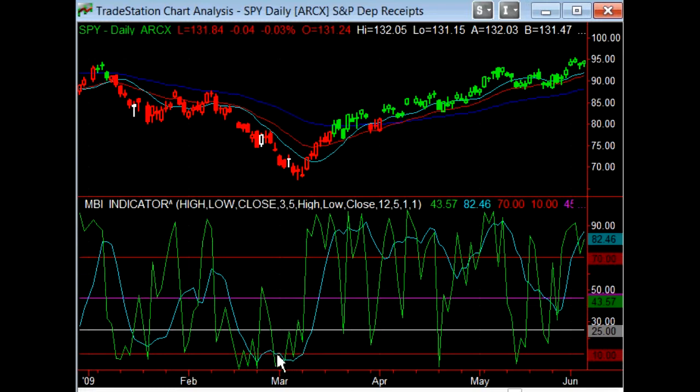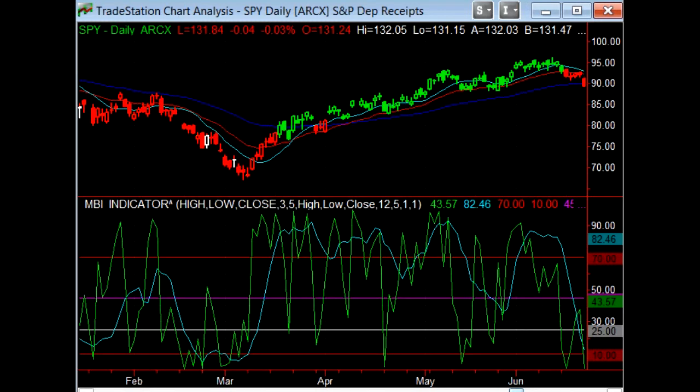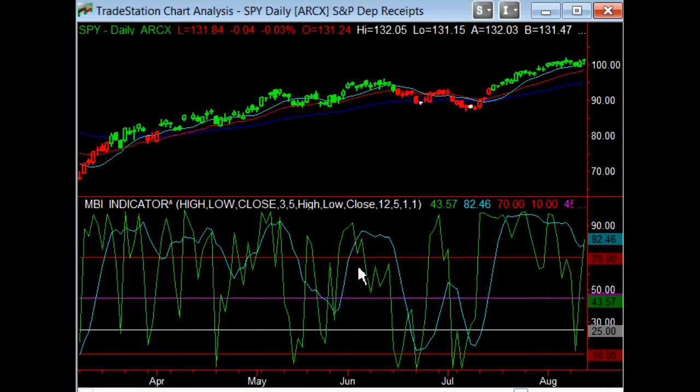What I like to look at the MBI indicator for is particularly when we get breaks below the red line. And when you get a break below the red line, you typically look for it to retrace to the magenta line. An early turnaround really represents a very bullish market that has very strong internals to it, and can be very valuable in seeing it.